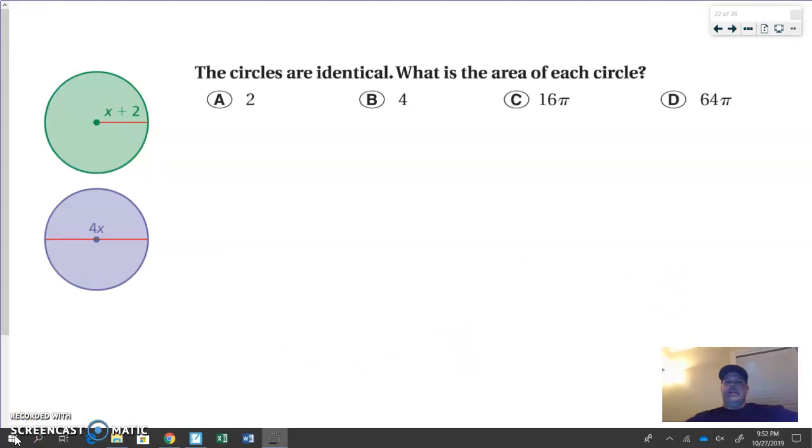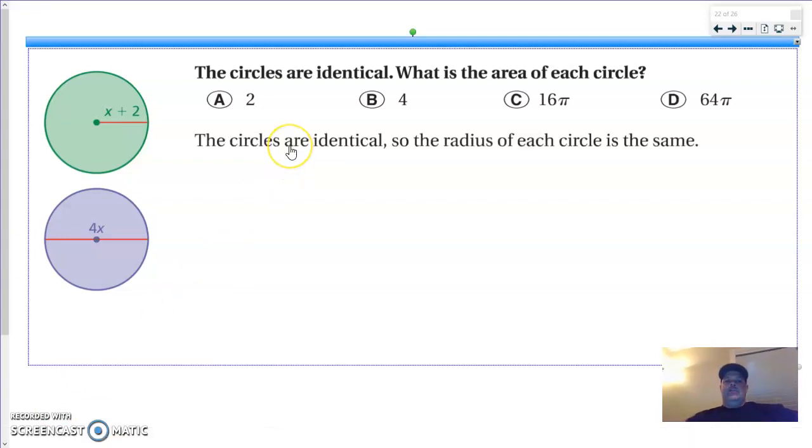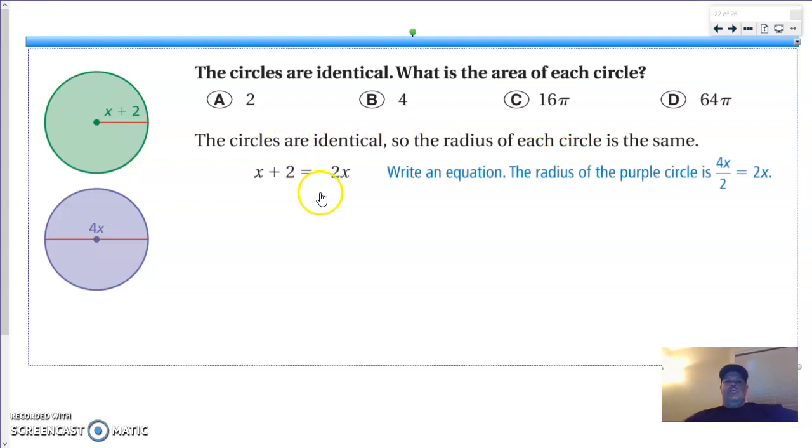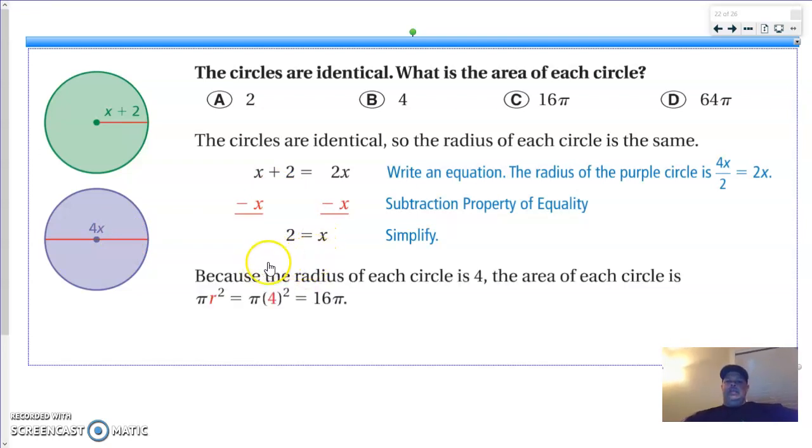We know these circles are identical. What is the area of each circle? The first thing that we have to know is the radius of the circle is going to be the same. So therefore, we know that x plus 2 equals 2x. The radius is half of this one. We are going to subtract x from both sides. We get x equals 2. So in this case, pi r squared, we have 4 pi, which is 16 pi. And if we multiply that, we get 16 pi, which is our answer.